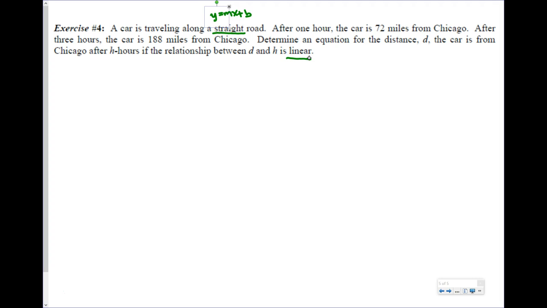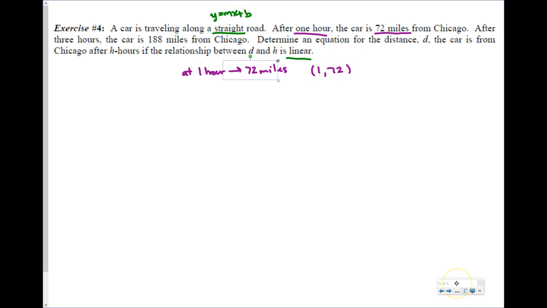Now this problem has given me two important pieces of information. It's given me after 1 hour, the car is 72 miles. So that's the important part. At 1 hour, I've gone 72 miles. And I can write that as a point. I could say that's 1, 72.